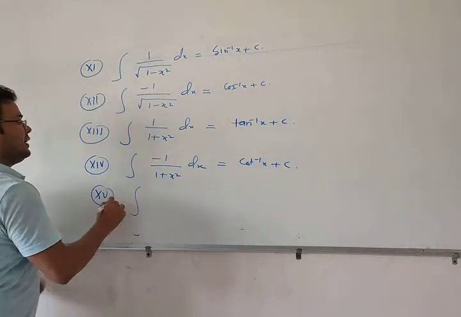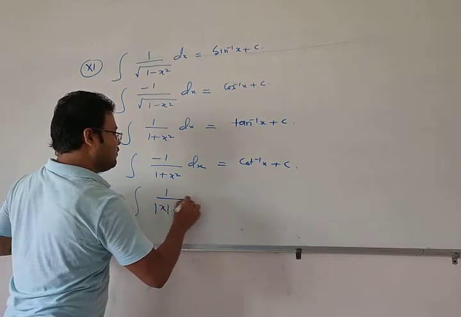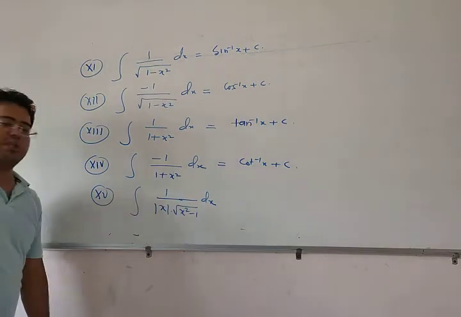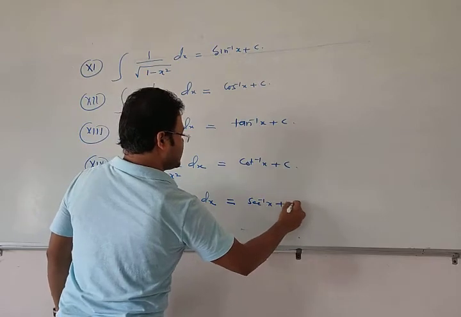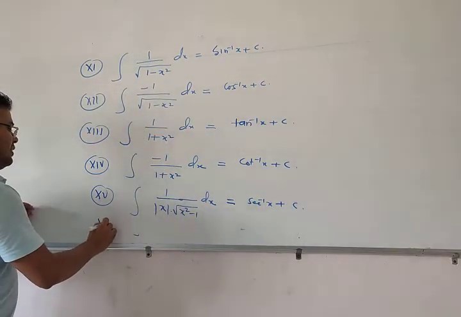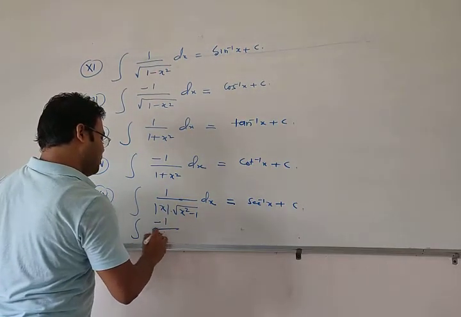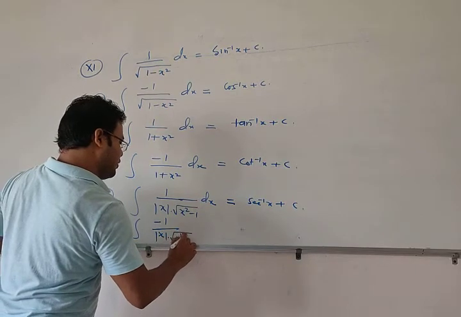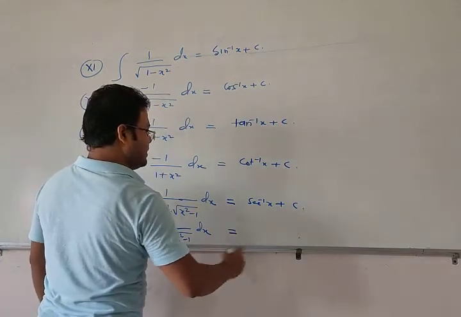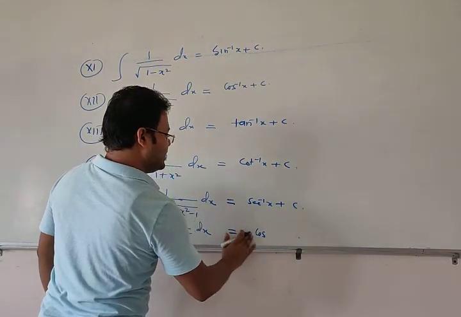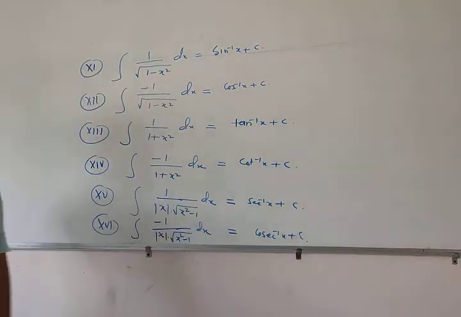Number 15, integration of 1 by mod of x into positive square root of x square minus 1 with respect to x is equal to sec inverse x plus constant term c. And number 16, integration of minus 1 by mod of x into positive square root of x square minus 1 with respect to x, and this is cosec inverse x plus constant term c.